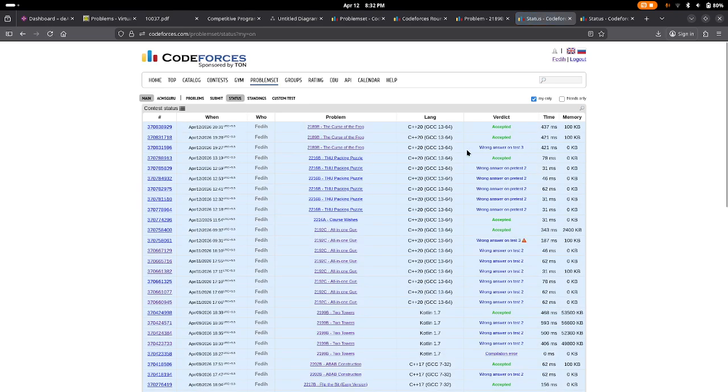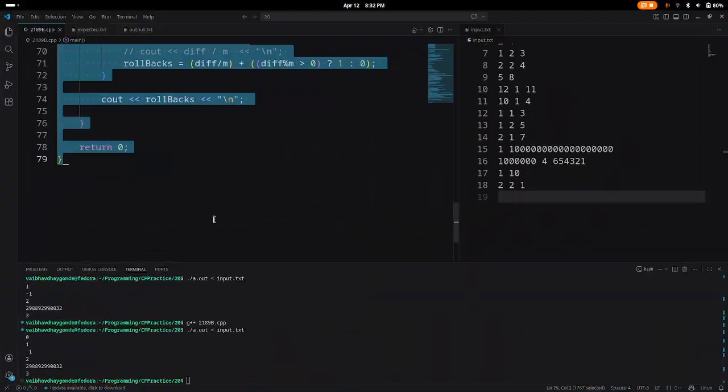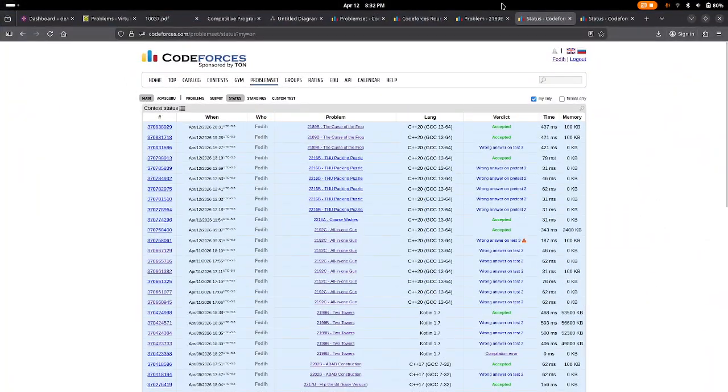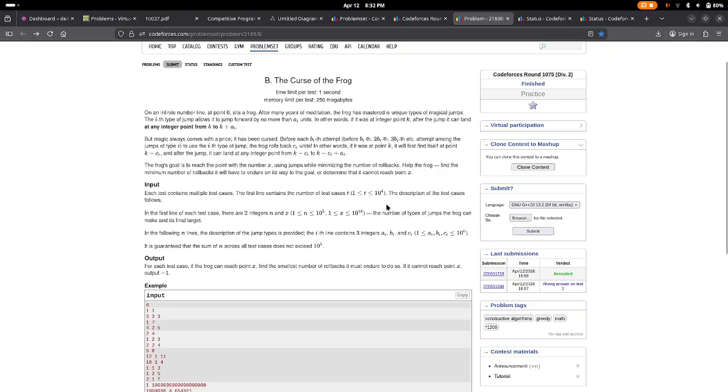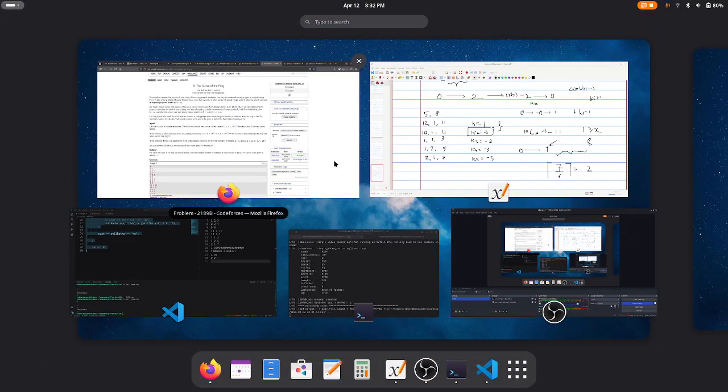One mistake which I made in this submission was that I was using int for some coordinate, but as we can simply see from the condition, x can go up to like 10 raised to the power 18. So it's a pretty huge number and it won't fit in the integer range.